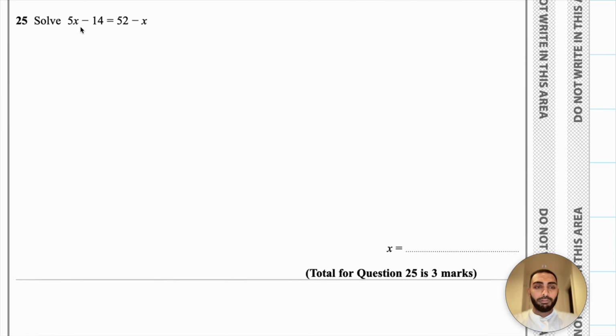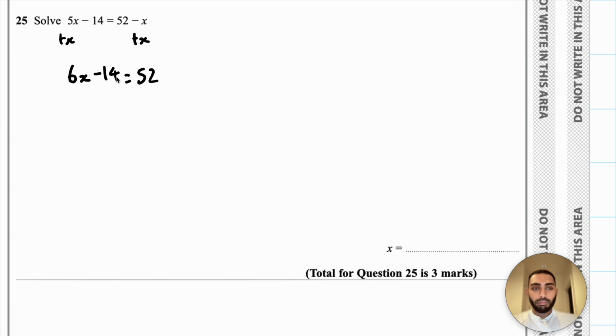Question 25. Solve 5x minus 14 is equal to 52 minus x. The first thing that I can see is I've got variables, letters, on both sides. So I want to try and collect all of my letters onto one side and all of my numbers onto the other side. Because I've got more of the x's on this side, I'm going to try and move this minus x over to this side. To undo this, I need to add x to both sides. And 5x add x gives me 6x. Then I've got minus 14 is equal to 52.